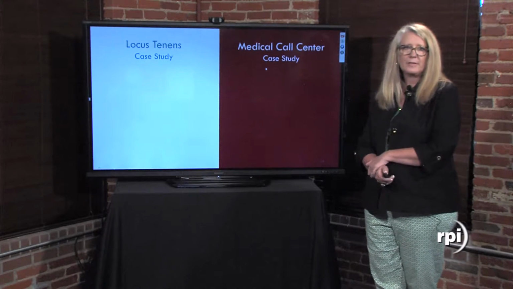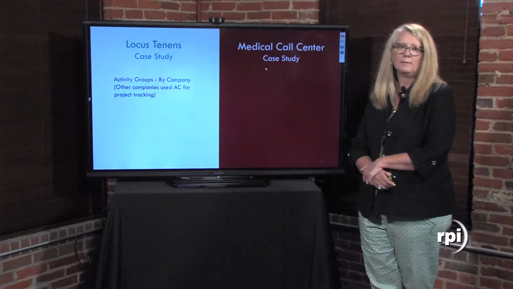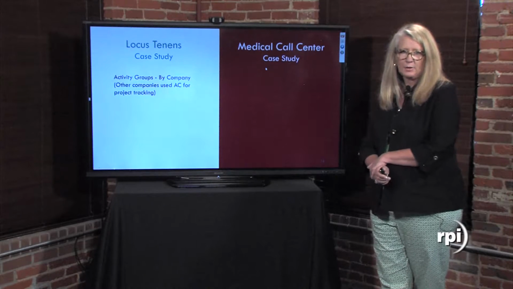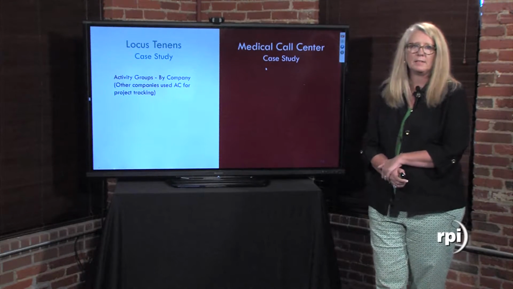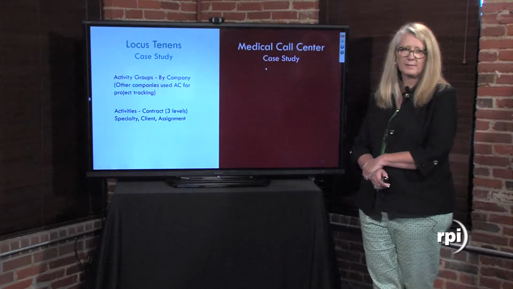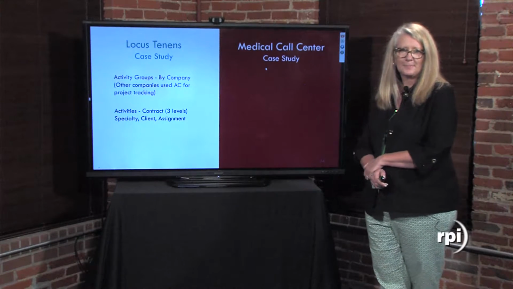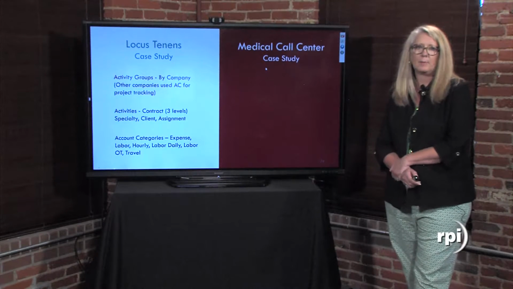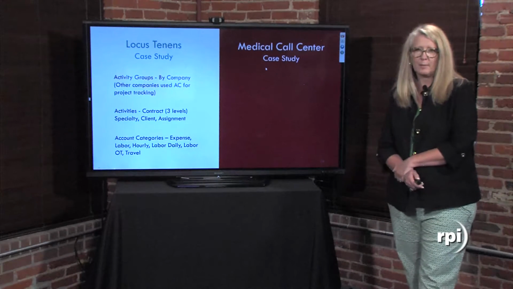Another example is a locum tenens case study. Same organization as the one prior, but they had to choose to use their activity group by company because of the other companies using AC also. They had 3 levels in activities: a specialty, a client, and an assignment. Their account category examples were expense, labor hourly, labor daily, labor overtime, travel.